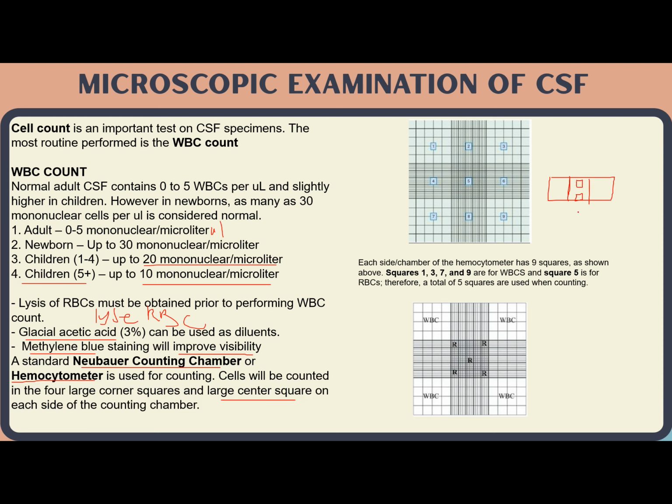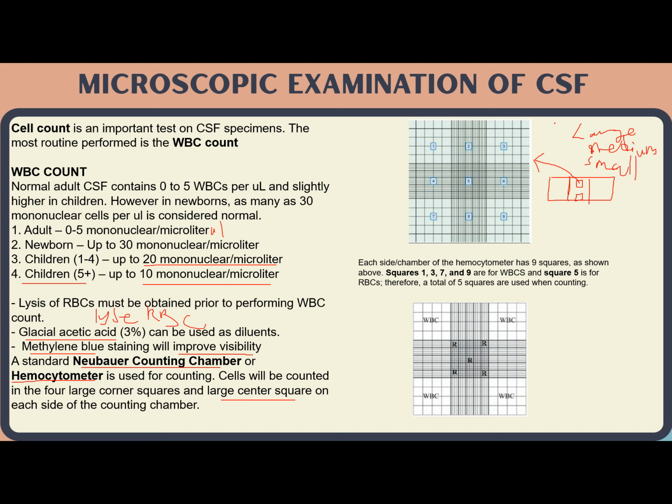You would view them on both sides. Then, after examining this first area, you would go to the next slide. Now, when you view this under the microscope, class, it would look like this. It would have large, medium, and small squares. Now, please remember this, class.